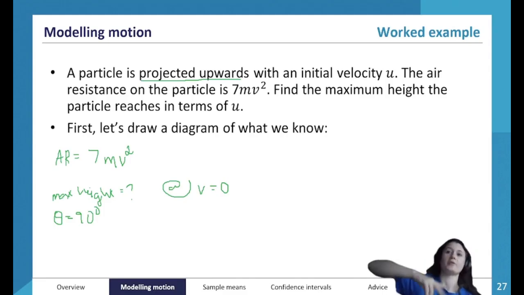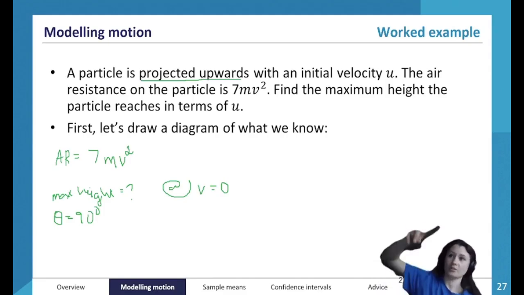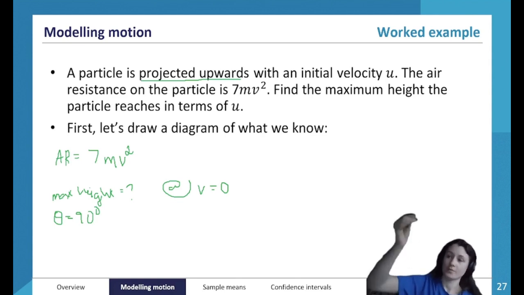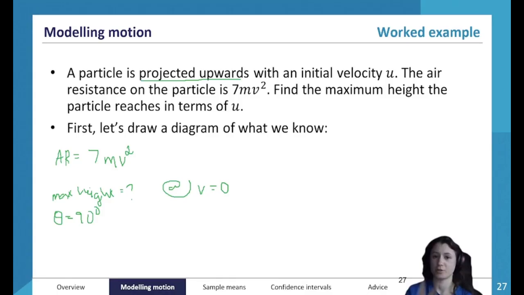We know this because if you're thinking about a particle being projected upwards, the time when it reaches its maximum height is when it gets right to the top. If you think about throwing a ball upwards, when it gets right to the top, it stops for a second and then comes back down again. So something you need to remember for these projectile motion questions is that the maximum height occurs when the velocity in the j direction is equal to 0, more specifically.